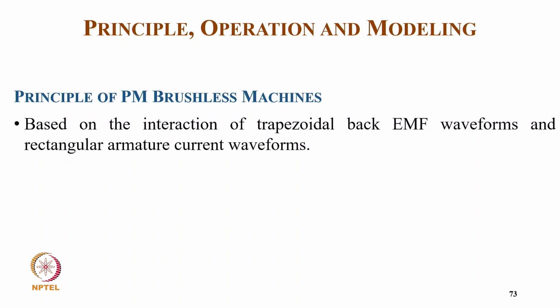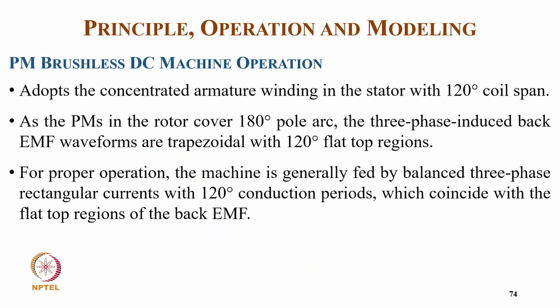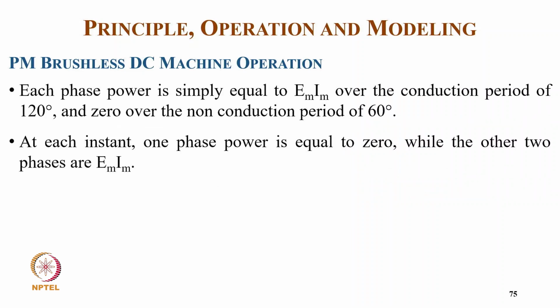Coming to the principle of BLDC, brushless DC motors, it is based on the interaction of trapezoidal back EMF waveform and the rectangular armature current waveform, and it adopts the concentrated armature winding in the stator with 120 degree coil span, as the permanent magnets in the rotor cover 180 degree polar. The three-phase induced back EMF waveforms are trapezoidal with 120 degree flat top region. And for proper operation, the machine is generally fed by balanced three-phase rectangular current with the 120 degree conduction period, which coincides with the flat top region of the back EMF.